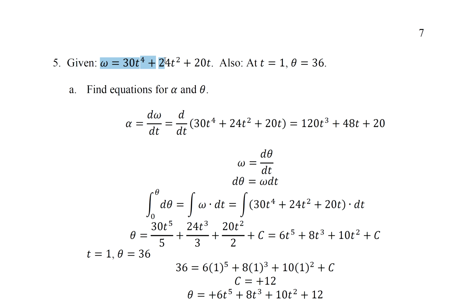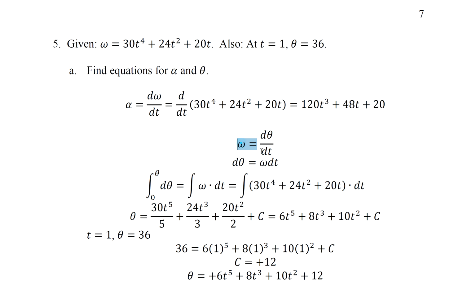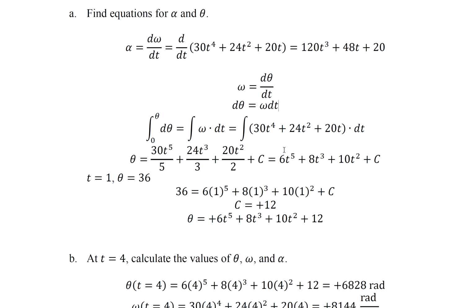If we're given angular speed and we want to find angular position, we have to integrate. So we have this equation here. So we get this value here. Now at t equals 1, we know theta equals 36. So now C is equal to 12. So with this equation, we could just plug in the constant C equals 12.